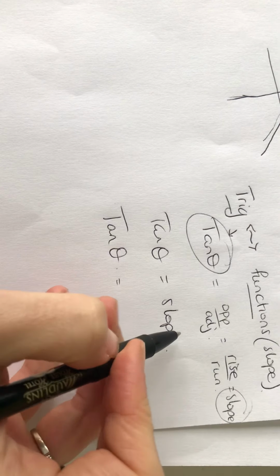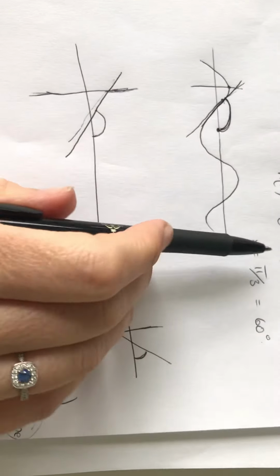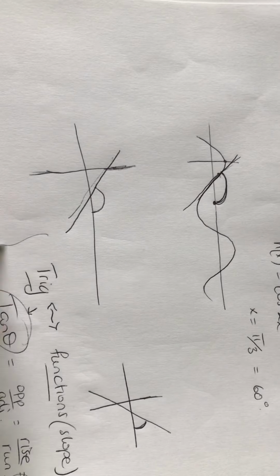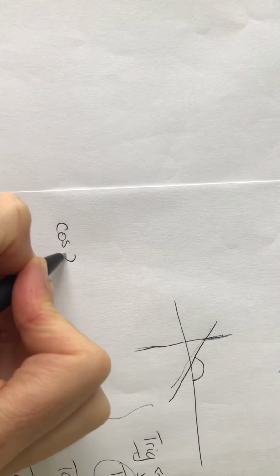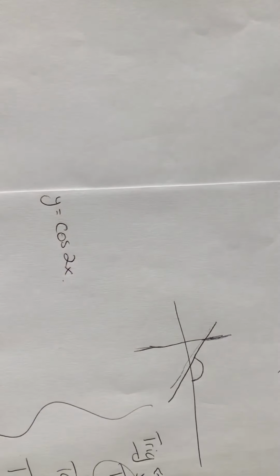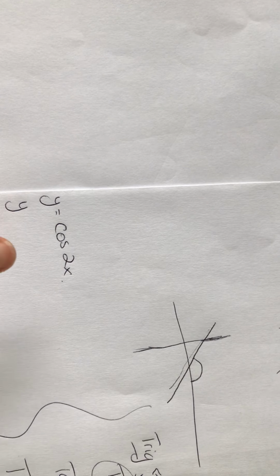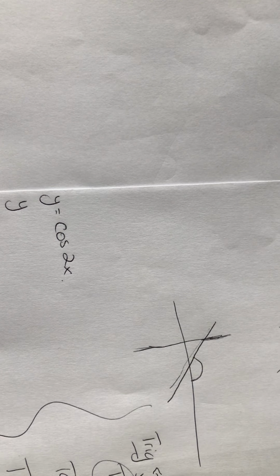We are looking at a way to find slope. If that's the formula for the function, if I differentiate, that'll give me the formula for the slope of the function. So I'm looking for h dash of x. My function is y equals cos 2x. Does it look exactly like something that's in the log tables? No. Is it the product rule? No. Is it the quotient? No. So it must be the chain rule.